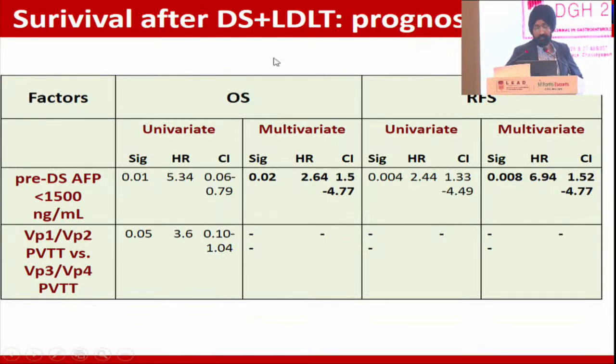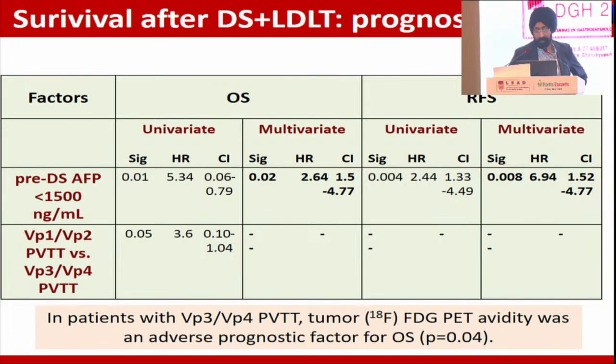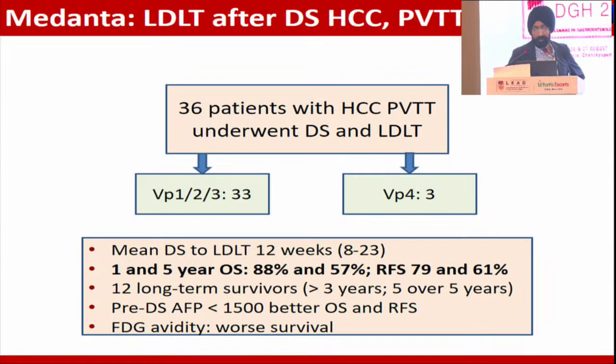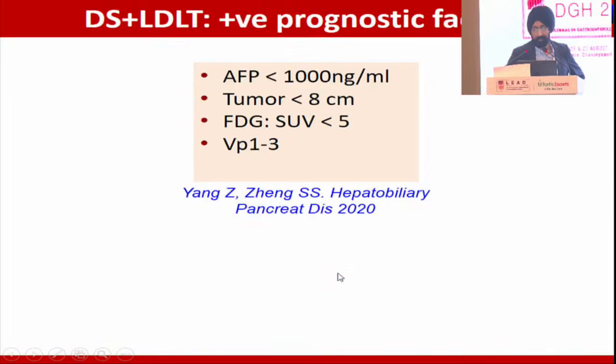In terms of the prognostic factors, if they had pre-downstaging alpha-fetoprotein lower than 1500 nanograms per mil, they did better. And those patients with VP3 and 4, if they had PET positive tumors, that was worse than if they had PET negative tumors. That's what we found. So basically, they had an overall survival at 5 years of 57%. I've already told you that.